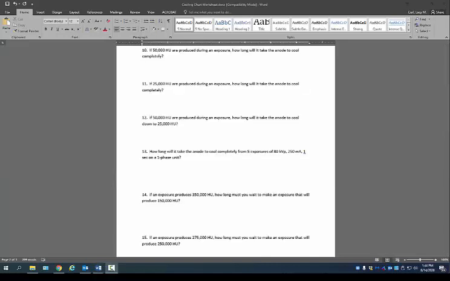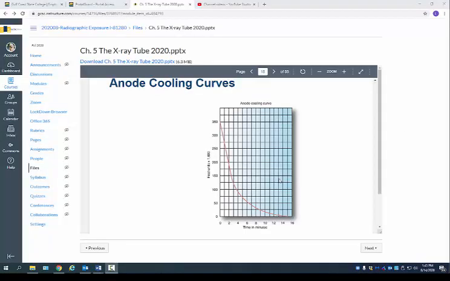Let's look at a couple cooling chart problems. Number 10, if 50,000 heat units are produced during an exposure, how long will it take the anode to cool completely? So let's find 50,000, and 50,000 falls right here at 6, about 6 minutes.